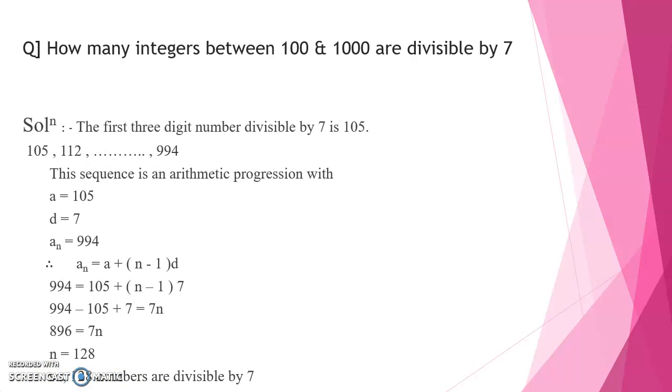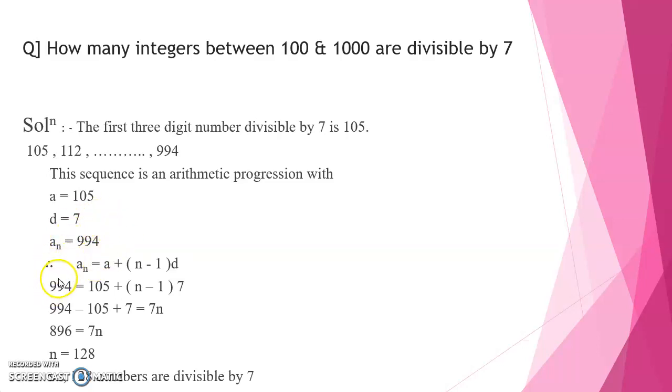Another question I have considered here is, how many integers are there between 100 and 1000 which are divisible by 7? The proof I have considered in a very simple manner. The first 3-digit number which is divisible by 7 is 105. This is done by the inspection method. You just check and see whether this is divisible or not. Yes, it is divisible. Then I have considered an arithmetic progression, where the first term a is equal to 105, the common difference is d equal to 7, and the nth term is 994. This also I have checked by the inspection method.